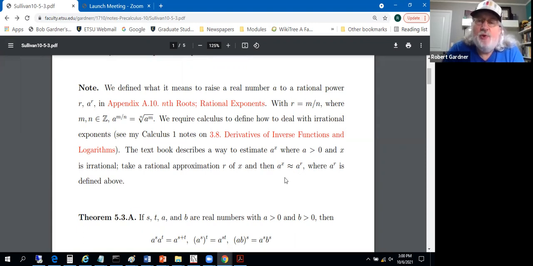So what we might do if we wanted to raise a to the square root of 2 power, the square root of 2 is famously an irrational number. Well, we could just take 10 or 12 digits of the decimal approximation of the square root of 2, which would give us a rational exponent, and then use that for the exponent.